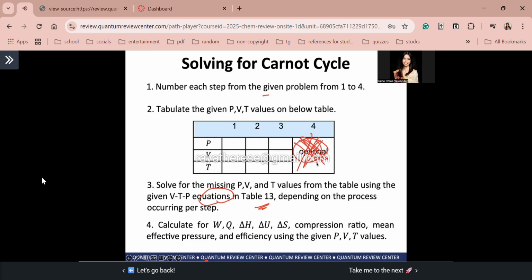We can simply determine the parameters for a Carnot cycle, for example, work, Q, delta H, delta U, delta S, compression ratio, mean effective pressure, and efficiency using just the values from steps 1 to 3. Okay? Again, from steps 1 to 3 lang ang titignan natin, okay? And then, once you know the PVT values, guys, we calculate for work, Q, delta H, delta U, delta S, compression ratio, mean effective pressure, and efficiency. Okay? How do we do that?